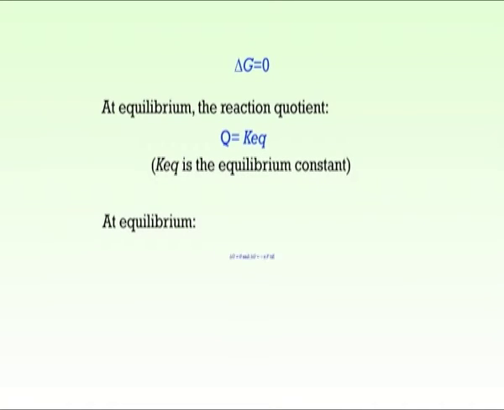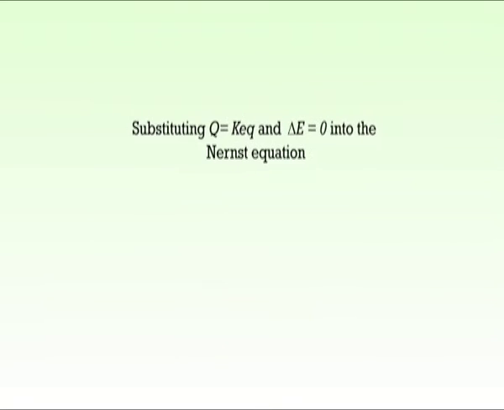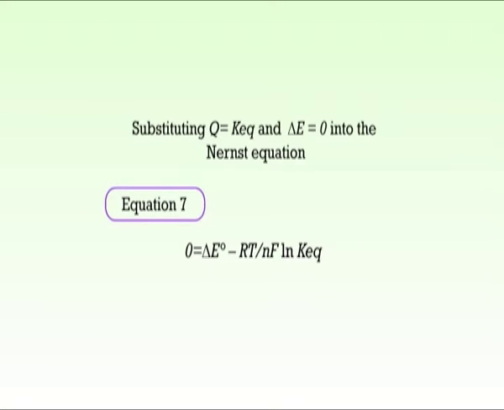Also at equilibrium, ΔG equals 0 and ΔG equals minus nFΔE. So, ΔE equals 0. Therefore, substituting Q equals Keq and ΔE equals 0 into the Nernst equation, we have 0 equals ΔE naught minus RT by nF ln Keq. Let's call this equation number 7.